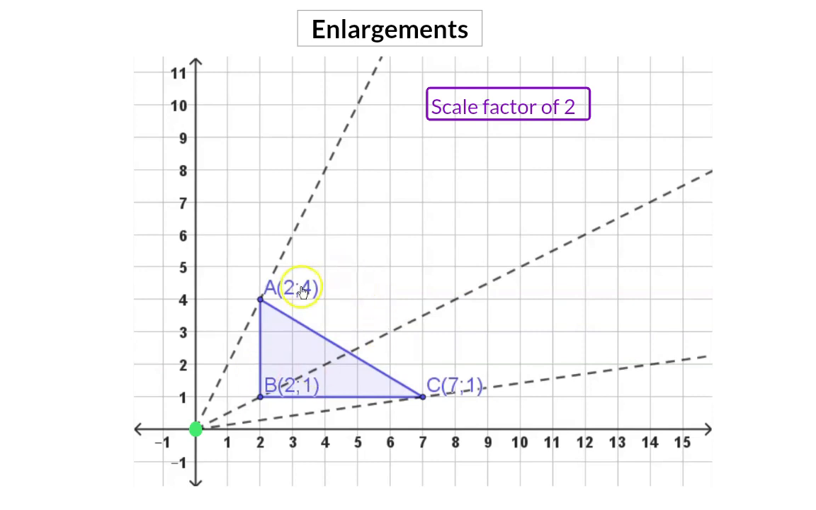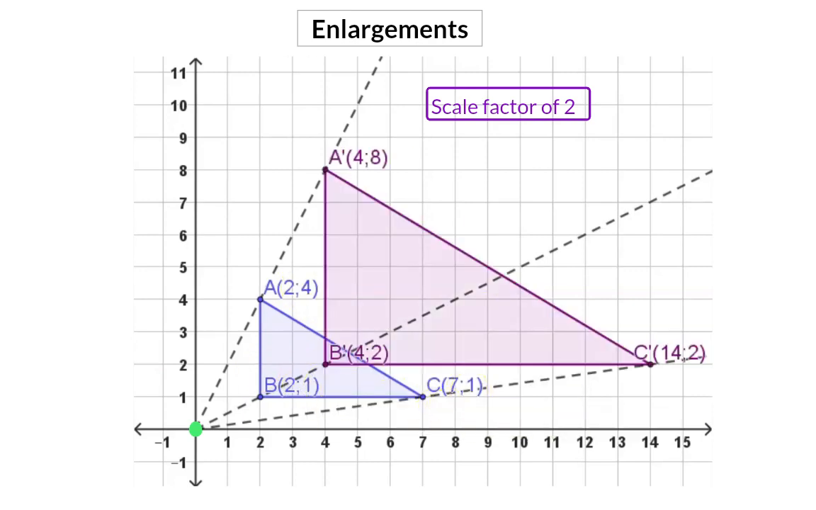Because the scale factor is 2, each coordinate will be doubled. So point A, which was at 2, 4, has now been doubled, and A prime is at 4, 8. The same goes for B and C.